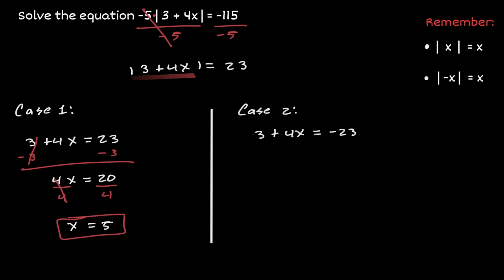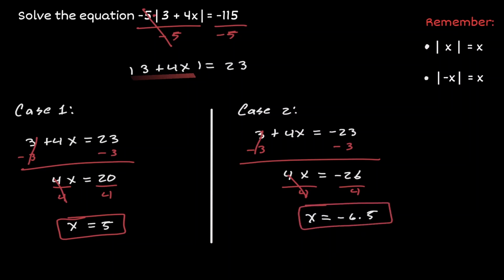Now let's obtain our second solution by solving the equation in case 2. Let's start by subtracting 3 from both sides. That is going to give me -26. And now to solve for x, let's divide it by 4. So now we have that x is equivalent to -6.5. So now let's write our conclusion. There are two solutions: at the value of x equals 5 and at the value of -6.5.